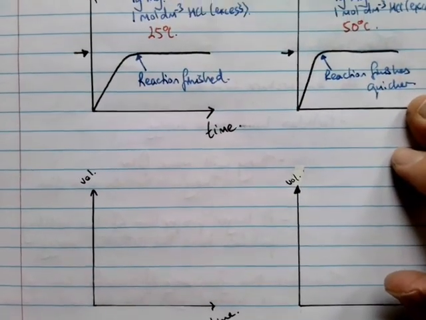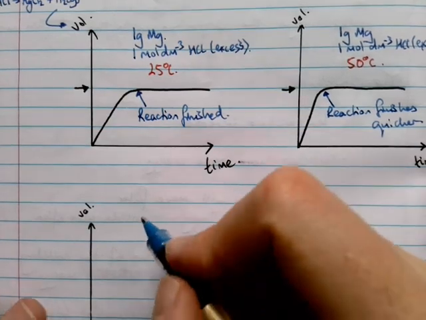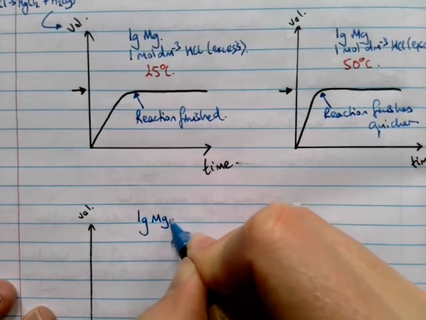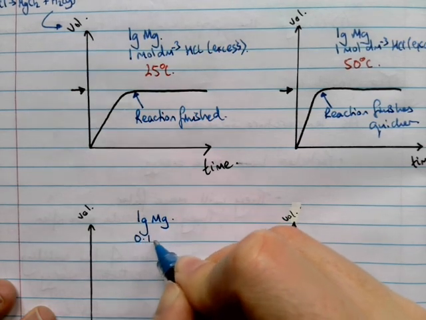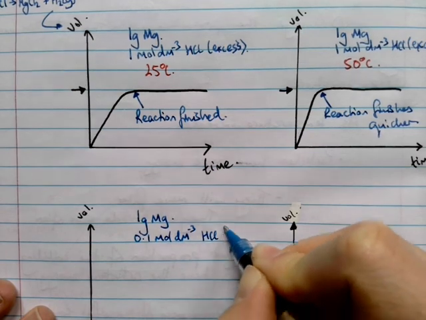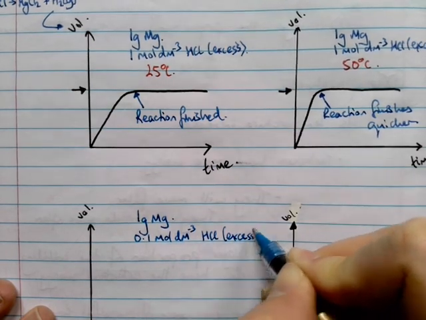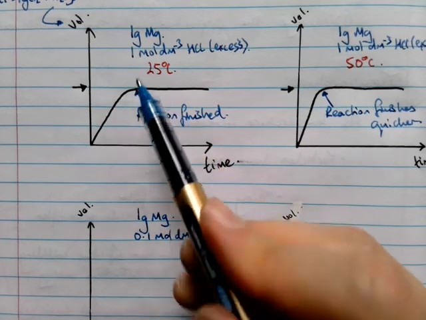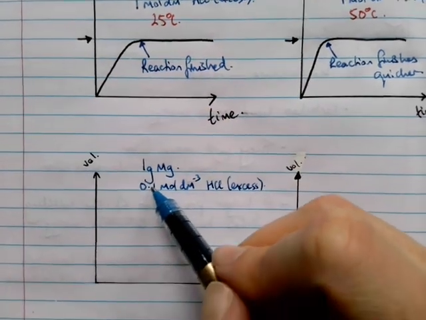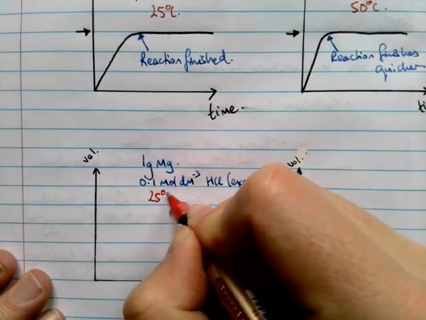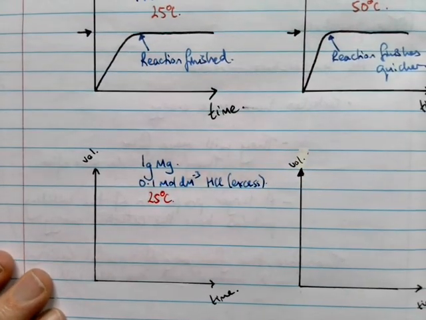Let's go down here and we'll do 1 gram of magnesium again. This time we'll do 0.1 mole per decimeter cubed HCl, but it's still in excess, so there's still enough of it, but I'm just using a lower concentration. So up here I was using 1 mole per decimeter cubed, now I'm using 0.1 mole per decimeter cubed, so it's a lower concentration, and we're going to do it again at 25 degrees C. What do you think the graph for that would look like?